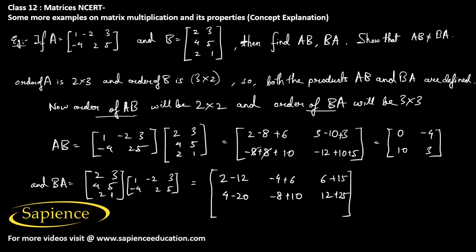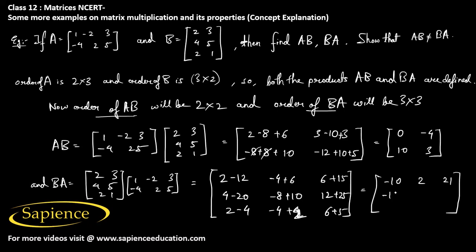Then we have to take the product of the third row of B and the first column of A. So it will be 2 minus 4, then minus 4 plus 4, sorry, plus 2, 2. Third row and second column. So this will be third row and third column. So this will be 2 to the 6 plus 5. So this will be equal to minus 10, then 2, then 15 plus 6 is 21.